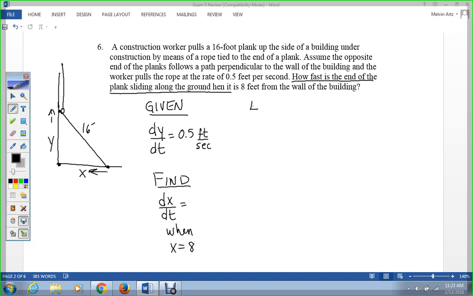So let's see if we can find an equation that relates these variables together. And we can see this would form a 90-degree angle between the building and the ground. So we could use the Pythagorean theorem. And again, you can see that as this is going on, y is changing, x is changing, but the length of the ladder is not changing. That's always going to be 16 feet. So that's something that we can plug in as a constant to this equation.